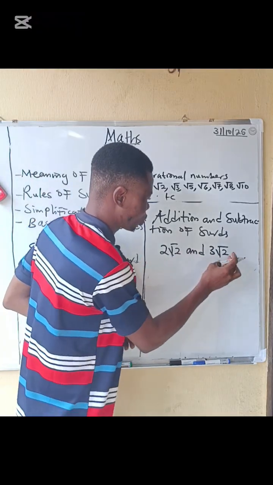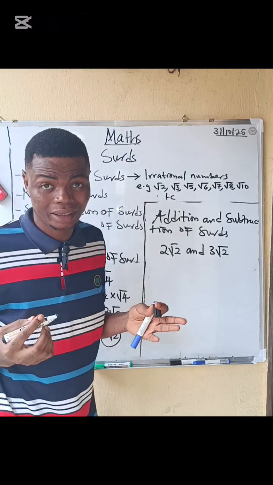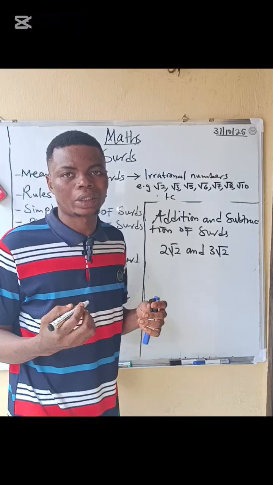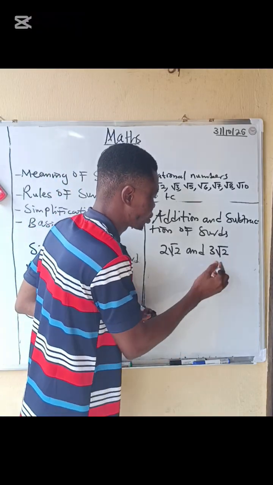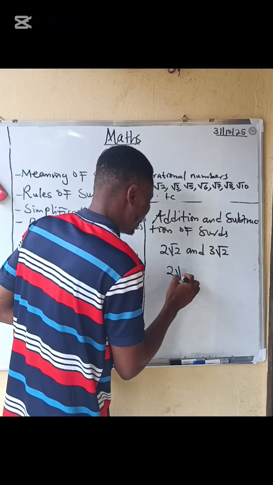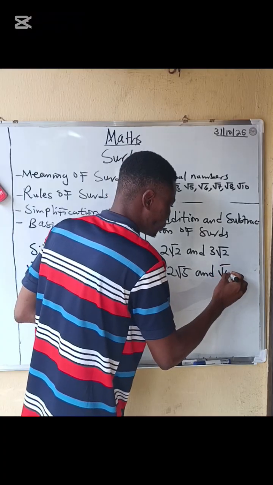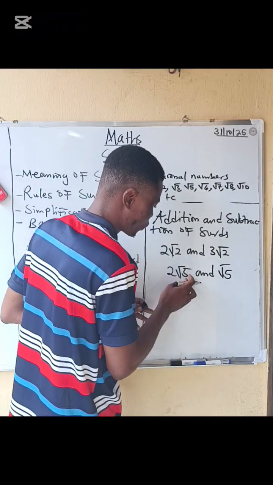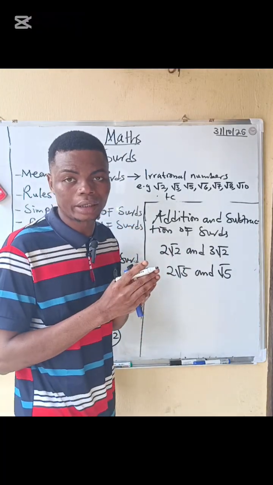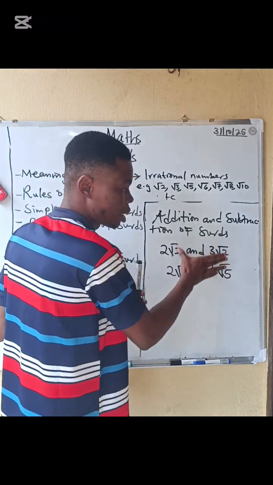This is root 2, right? This is root 2. So it means that they are similar. So whenever you are adding or subtracting similar surds, you can add them together or subtract them together. So that is what it means. Let me give you an example. You have 2 root 5 and root 5. This is root 5, this is root 5. This one is 2 root 5, this one is 1 root 5. So if you are adding them, you can add them together or subtract them together. So this is what we call similar surds.